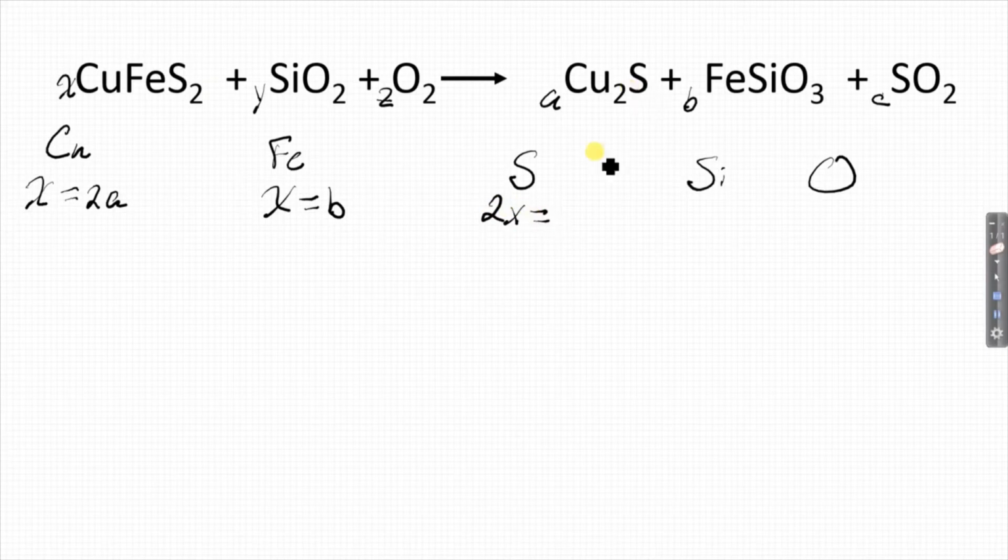And I see copper here, and I see sulfur next to my copper, so that equals A. And do I see sulfur anywhere else? Oh, yes, I do. 2X equals A plus C.